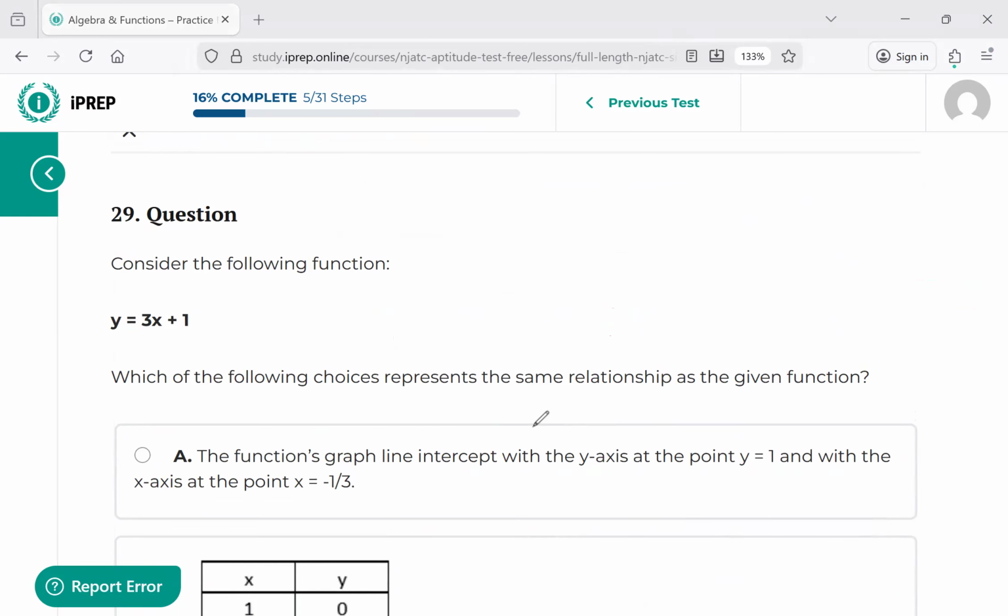We have y equals 3x plus 1. Which of these four represents a linear relation? So it has to be a linear. Let's see.